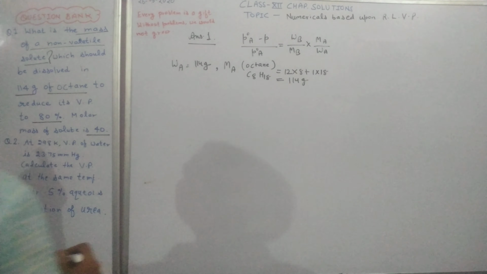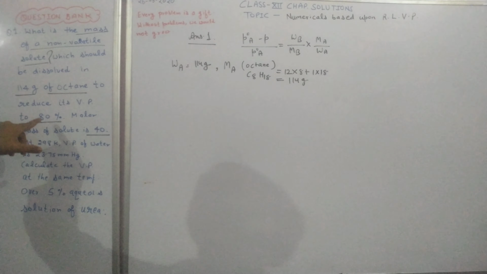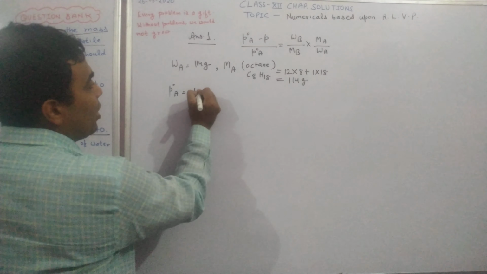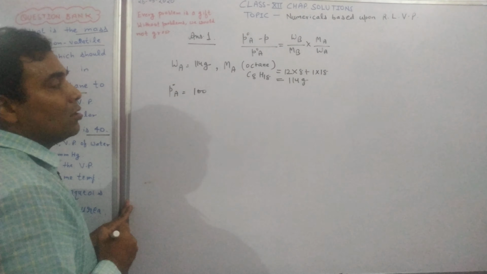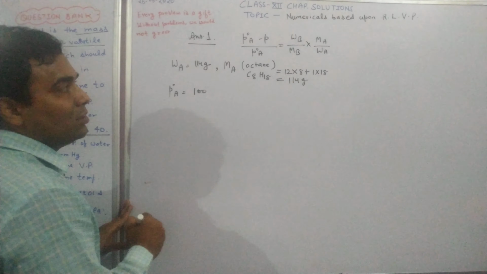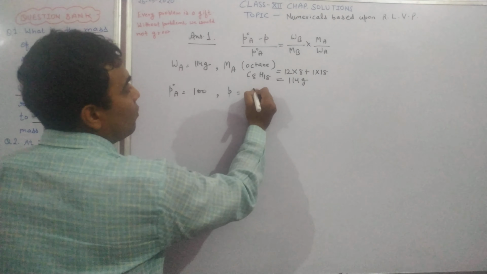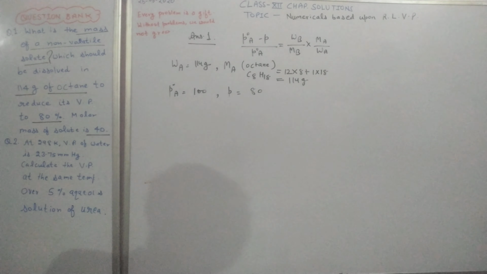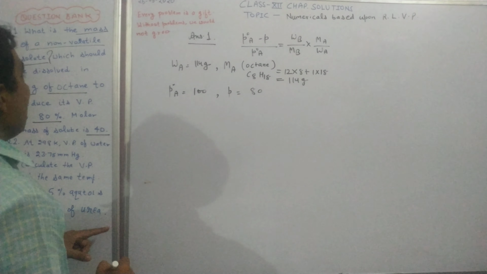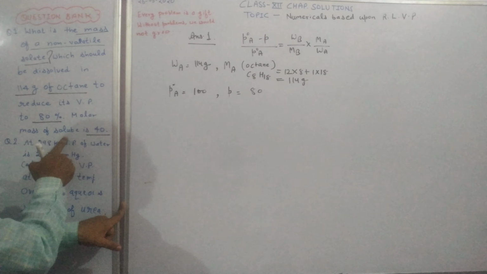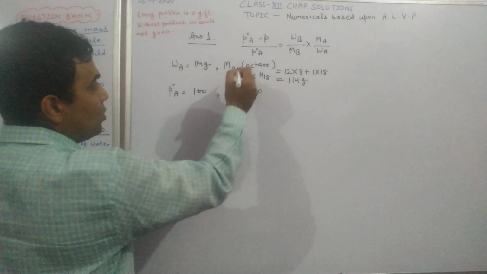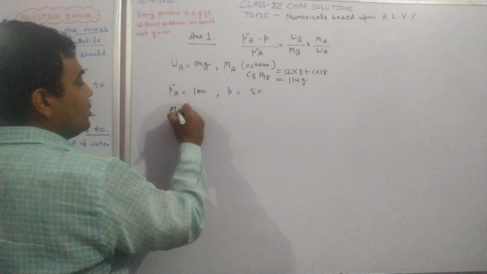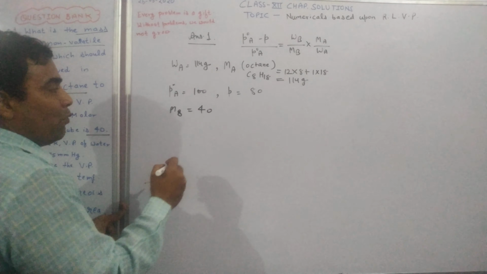Now think about vapor pressure. हमें वेपर प्रेशर रिड्यूस करना है 80% तक. इसका मतलब क्या हुआ कि स्टार्टिंग में जो हम वेपर प्रेशर लेना है वो कितना मानना पड़ेगा? 100. So P naught A is 100. Partial pressure of solvent in its pure state is 100 and P will be reduced to 80%. So P is equal to 80. Now we have to calculate mass of non-volatile solute, and molar mass of solute is given, so MB is 40.